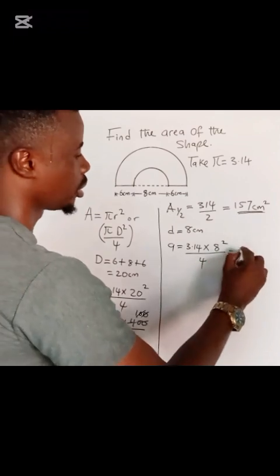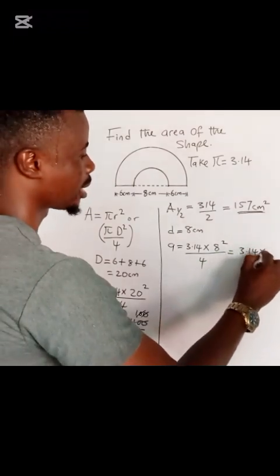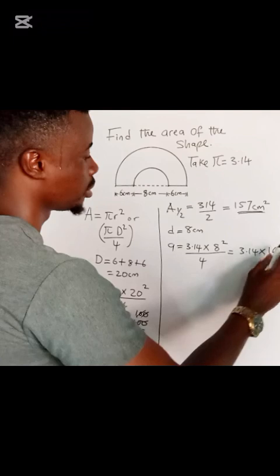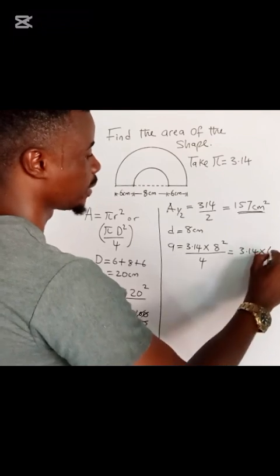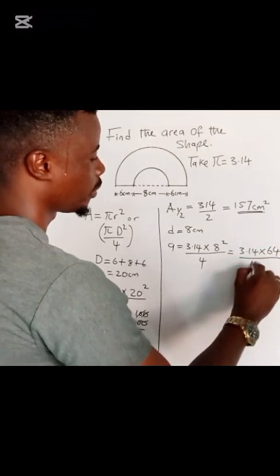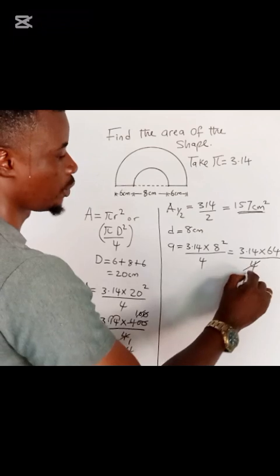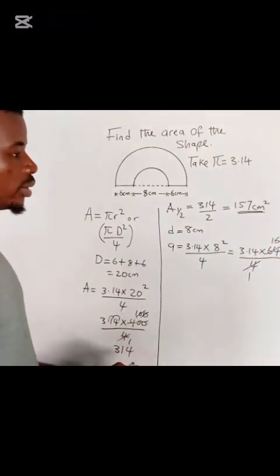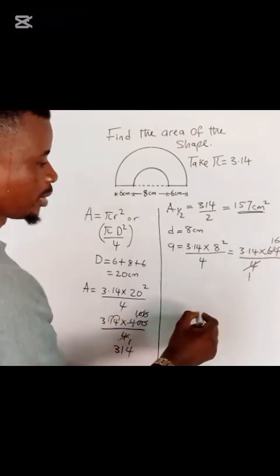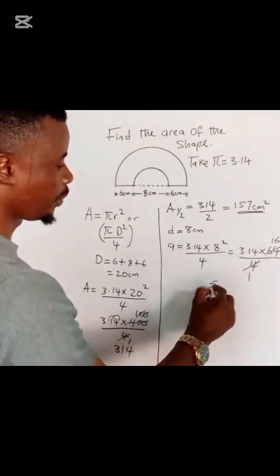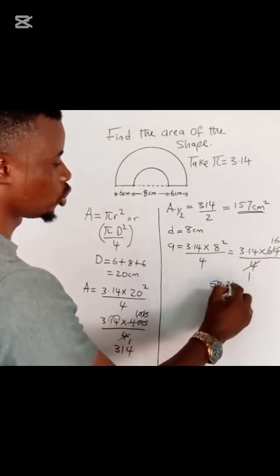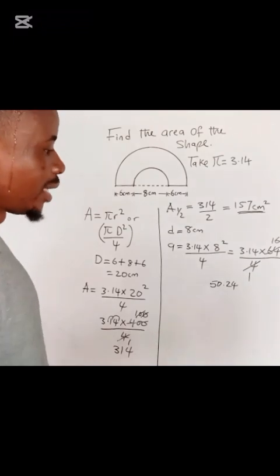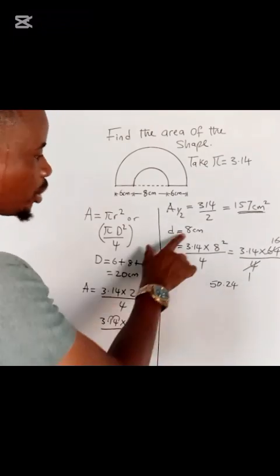So which is 3.14 times what? 8 squared is 64, all over 4. Now you can cancel that. 4 can go into 4 once, 4 can go into 64 sixteen times. So now 3.14 times 16, if you do this, it's going to give you 50.24. Now this is the area of a circle with diameter 8.